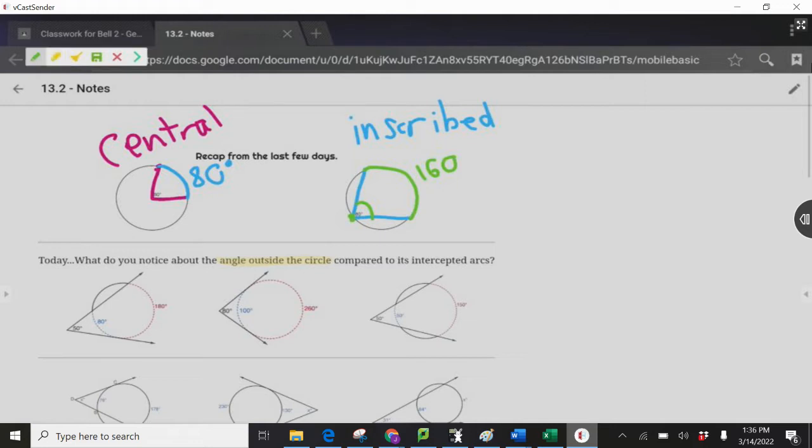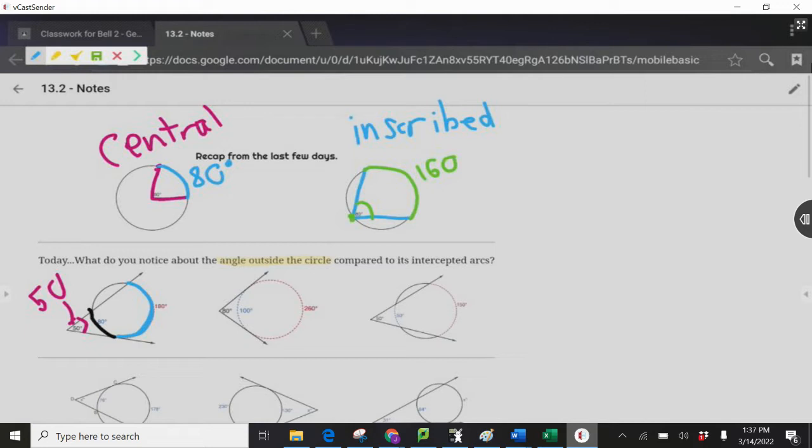For instance, we've got this one right here. That one is, as it says there, 50 degrees. And we've got two arcs that it creates. Look at these two arcs here. This one here is 80, and then this one here is 180. Now, there is a relationship between 80, 180, and that 50 there, and there is a connection that I can use those two to get.